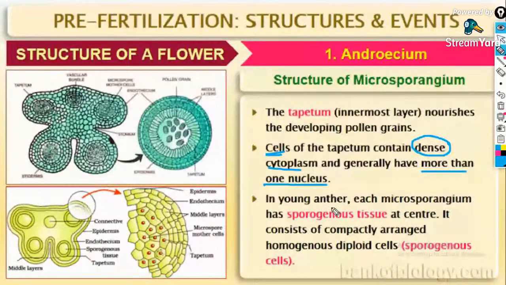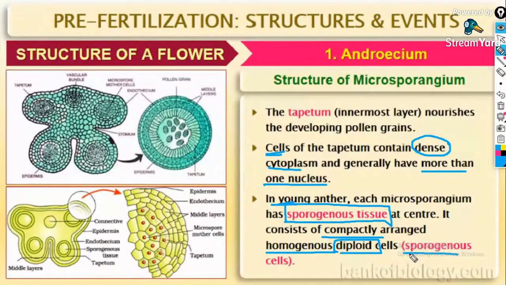In a young anther, each microsporangium has sporogenous tissue at the center. It consists of compactly arranged homogeneous diploid cells called sporogenous cells. In young anthers, you would have seen a specialized tissue known as sporogenous tissue, which consists of compactly packed cells called sporogenous cells. And what is the ploidy? Guys, what do you mean by ploidy?